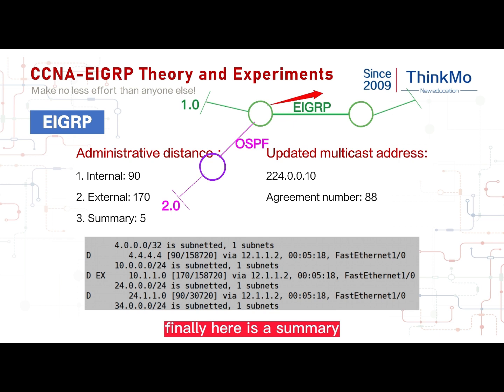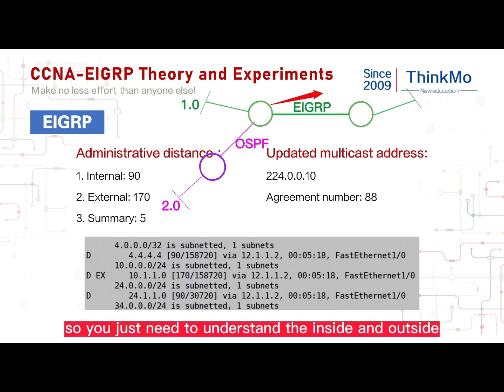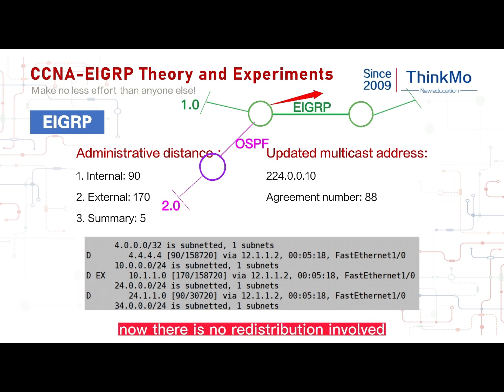Finally, here is a summary. You may not be able to learn this at the NP stage; you might learn it in IE. You don't need to understand it at this stage, and this value will not appear in the routing table. It is implicit. As for what it is for, we can't get involved now. So you just need to understand the inside and outside. We are still talking about the interior, with no redistribution involved. This is covered in advanced courses.